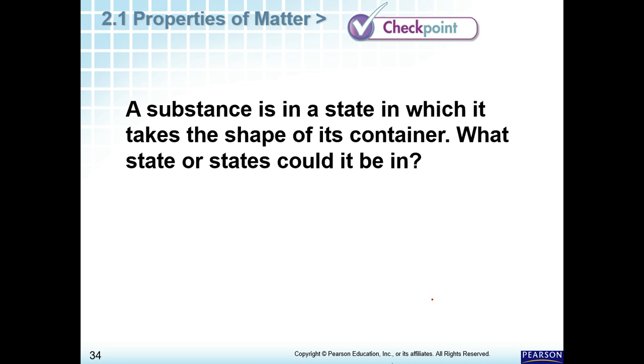Here's the last checkpoint question. It says a substance is in a state in which it takes the shape of its container. What state or states could it be in? So let's go back through all of those. Solid, liquid, and gas. Remember, solid has a definite shape and a definite volume.